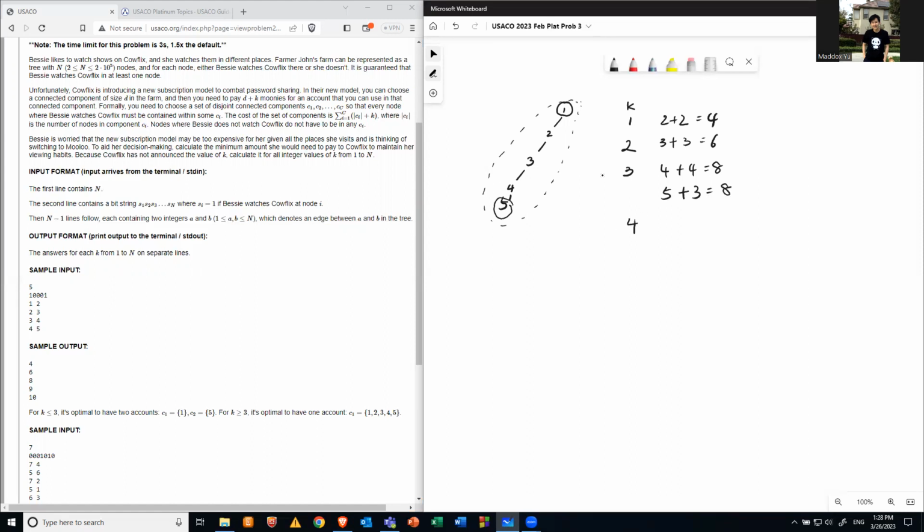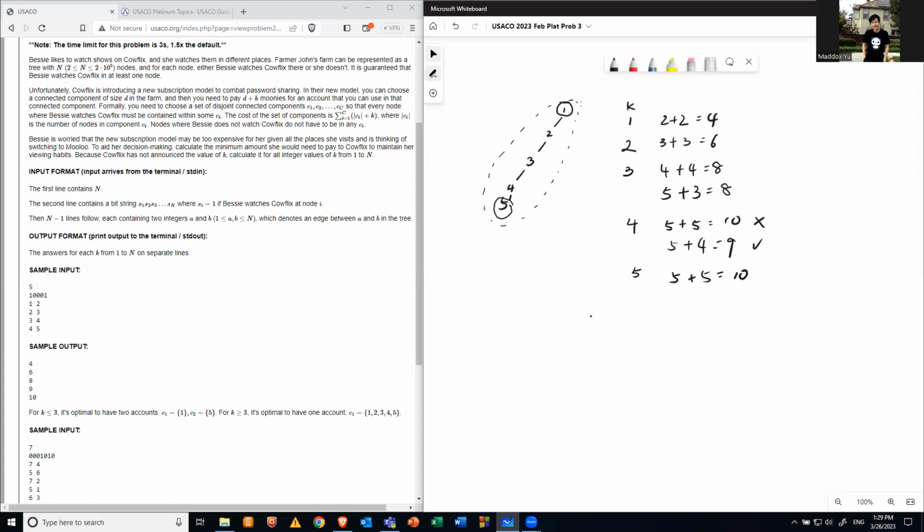So when k equals 4, you can do 5. If you do single components, 2 separate, it's 5 plus 5 is 10. Or you can do one component, which is size of 5 plus 4 equals 9. So obviously you don't do this, you do this. Same for 5: you take this as one component, so it's 5 plus 5 equals 10. So that's how you do it.